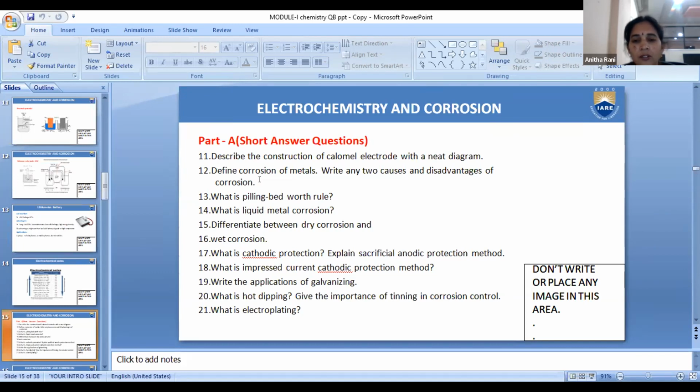Write any two causes and disadvantages of corrosion. When a metal undergoes corrosion, what are the disadvantages? Tell me any two points. It loses valuable properties like electrical conductivity, malleability, ductility. Loss of the metal takes place. Any other point? Efficiency will decrease. Very good. Students, what is the filling Betworth rule? You remember the rule?